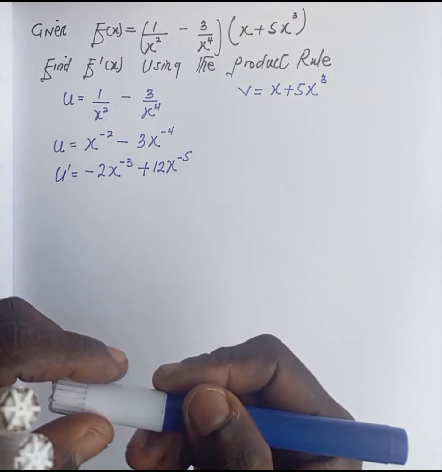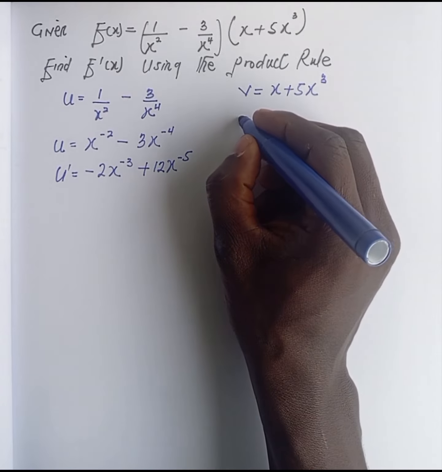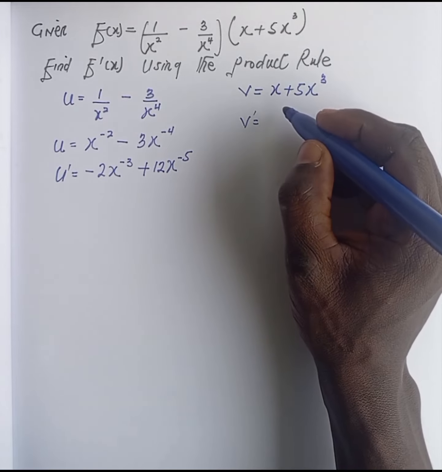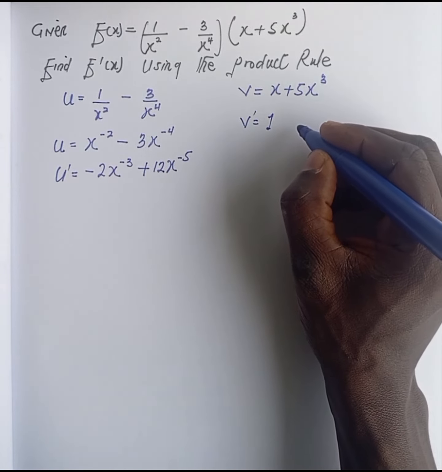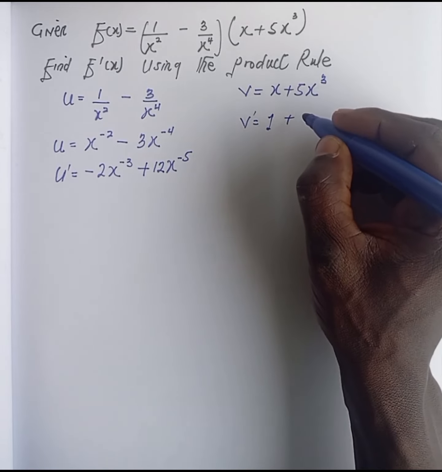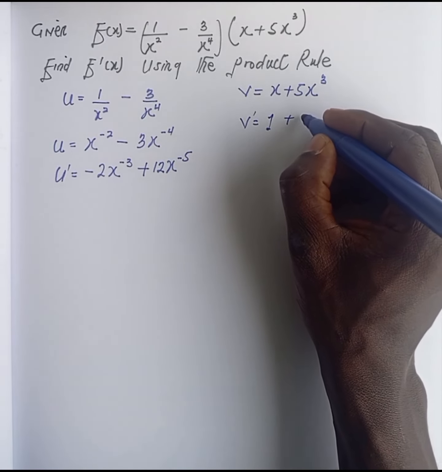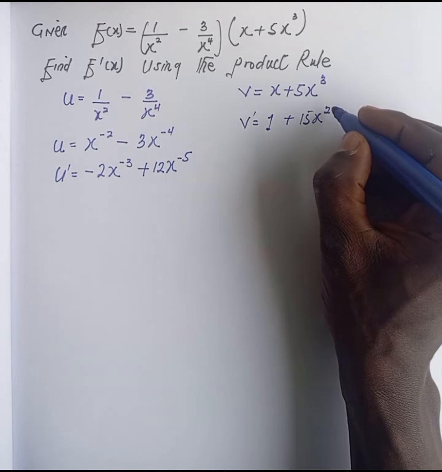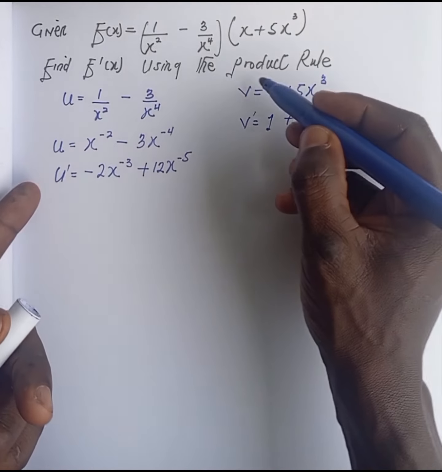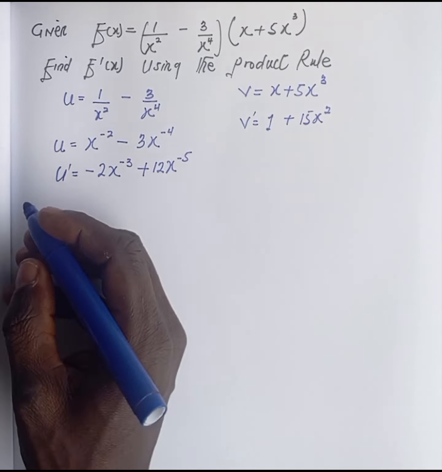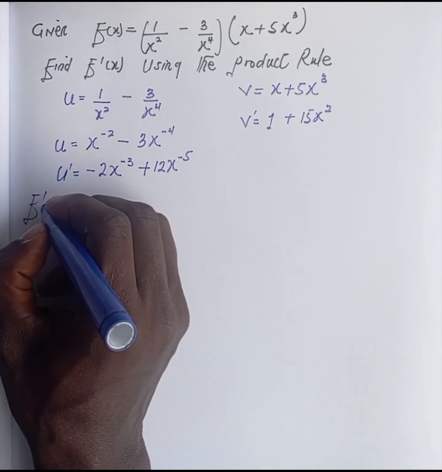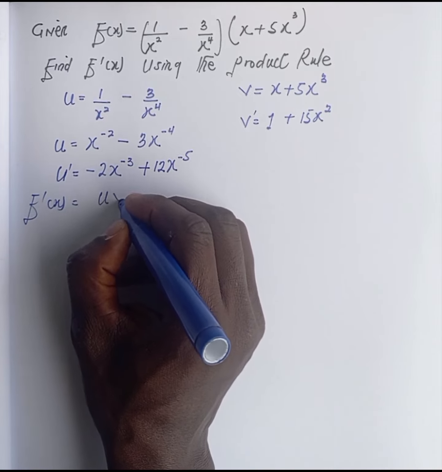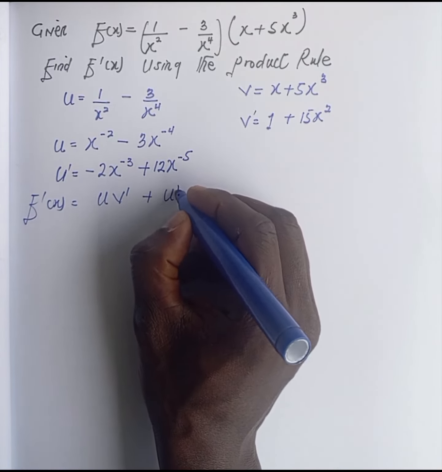Now let's move on to the derivative of the function v. From here we can just differentiate it straight away. When we differentiate x, we are getting 1. And when we differentiate 5x cubed, we are getting 5 times 3, we have 15x. We subtract 1 from the exponent, we are getting 2. Good. Now that we have the functions and their corresponding derivatives, we can substitute them into the formula. We have u v prime plus u prime v.